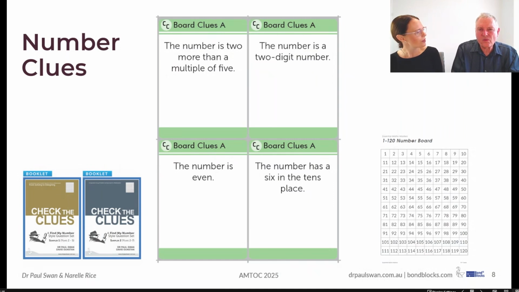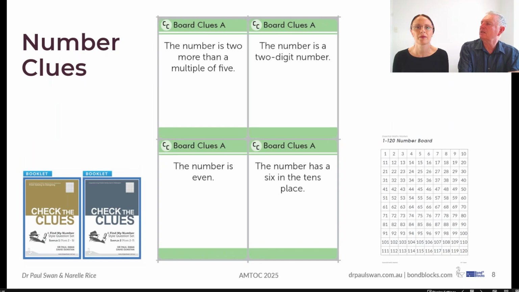Why did you want to do that card first? Because I think it knocks out the most numbers. The number is even would knock out about half of them. All the odds are gone, and you're left with the evens. The number is a 2-digit number. Well, that's pretty well everything except for the 1 and 3-digit numbers. And the one that's quite involved, the number is 2 more than a multiple of 5. So that's every multiple of 5: 5, 10, 15, 20. Add 2 on. That sounds very specific. It's a lot of work.